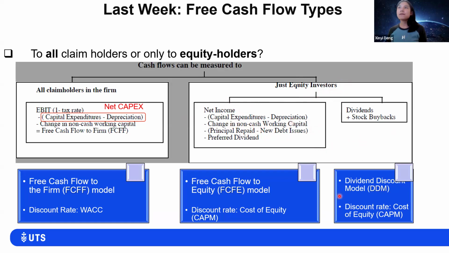One final thing we need to know about those cash flows is that we need to match those cash flows with the corresponding discount rates. When we are dealing with cash flows to the firm, FCFF, we should be using WACC, which is the cost of the entire firm's capital. When we are dealing with FCFE, we should be using the cost of equity calculated by the CAPM model. The same is true for the DDM model, where we use dividends and also the CAPM model to calculate the discount rate.